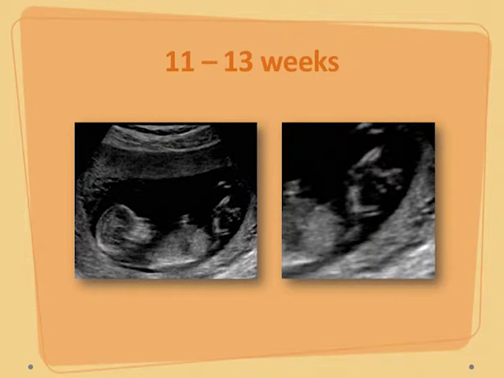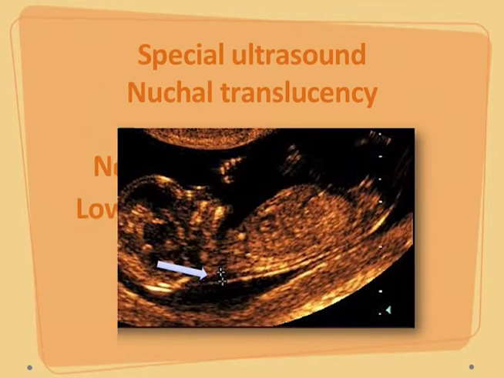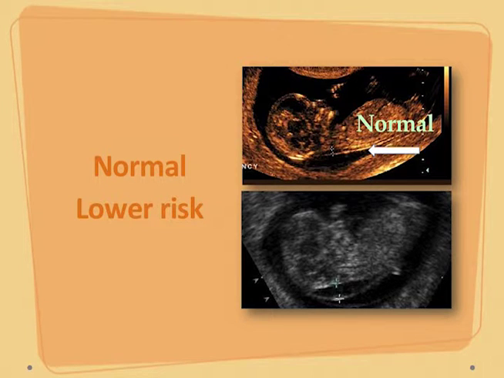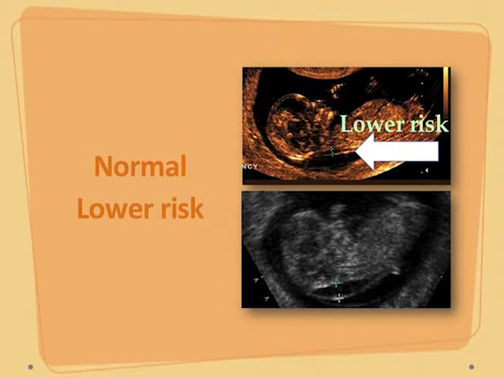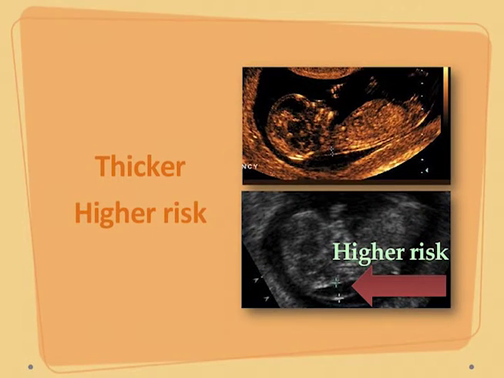Between 11 and 13 weeks of pregnancy, ultrasound can be used to measure the nuchal translucency, which is a small pocket of fluid at the back of the baby's neck. A normal nuchal translucency measurement, as seen in the top picture, indicates a lower risk for a chromosome abnormality in the baby. A thicker nuchal translucency measurement, as seen in the bottom picture, indicates a higher risk for a chromosome abnormality.